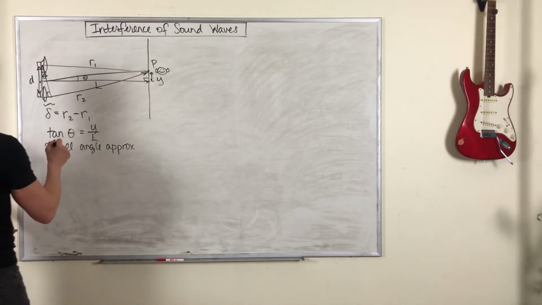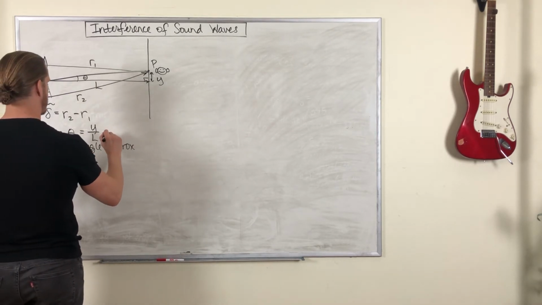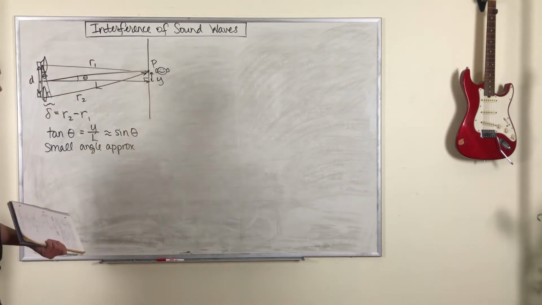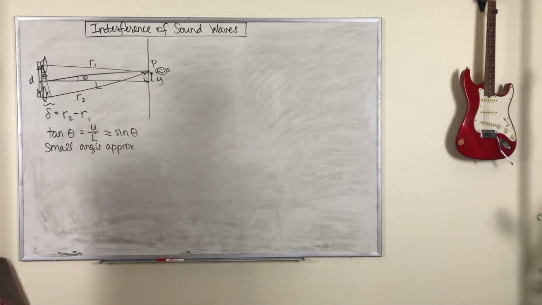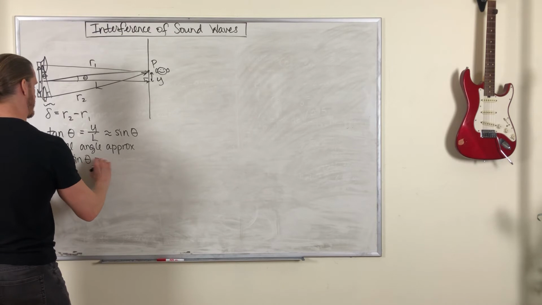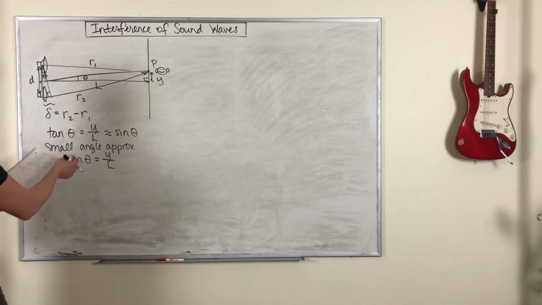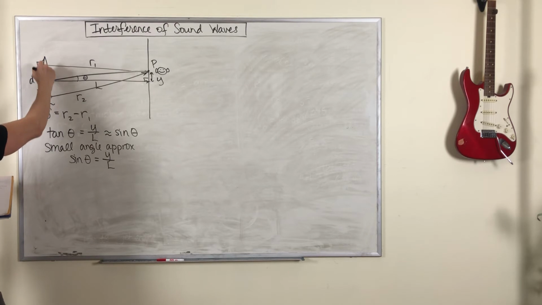When this angle is small, we can use a similar kind of small angle approximation and say that this is approximately sine theta. Tangent is roughly equal to sine for small angles. So we have sine theta equals y over L. And we also have sine theta in this right triangle.